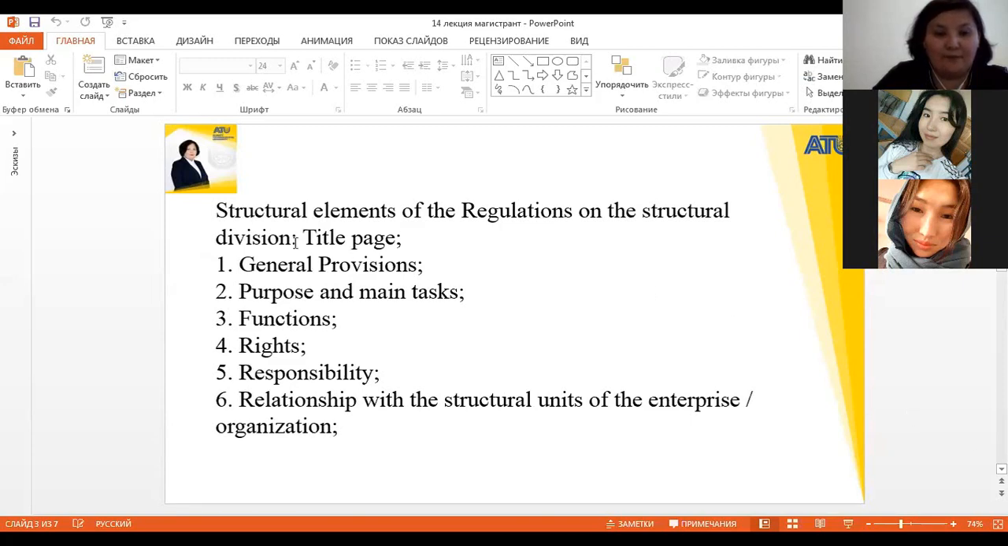Structural elements of the regulation in the structural division: title page, general provisions, purpose and main tasks, functions, rights, responsibility, relations with the structural units of the enterprise organization.